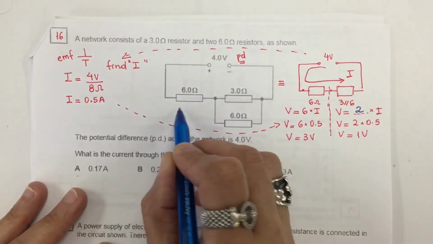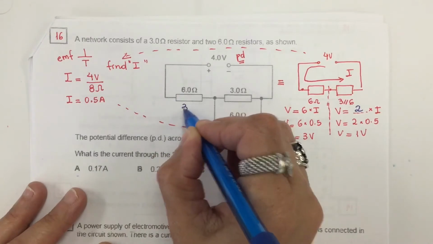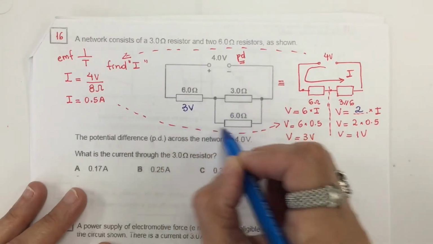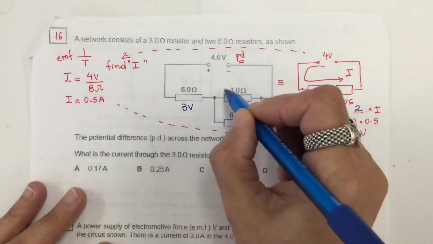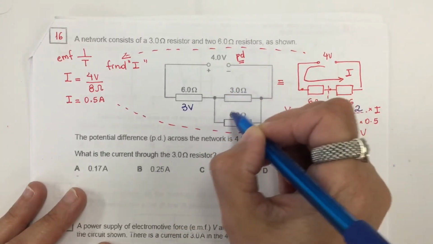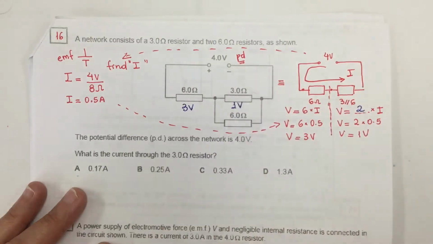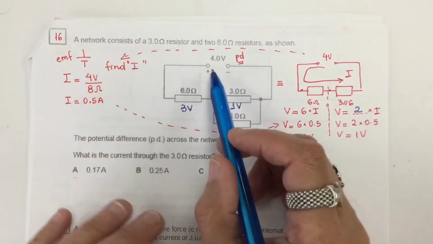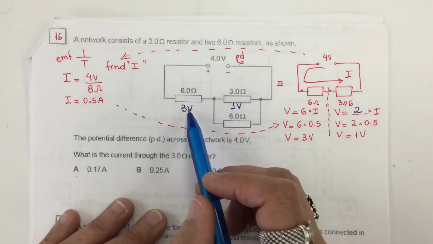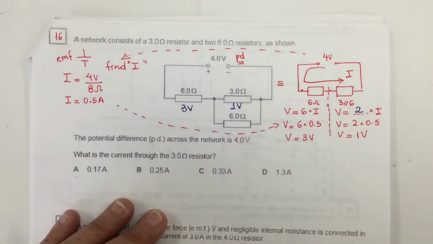So the voltage here on this guy is 3 volts, and the voltage on this branch, they are in parallel, they have the same voltage because they're in parallel, is, let me put right here, 1 volt. And the PD in the circuit is 4, so that makes sense. 3 plus 1 is 4.